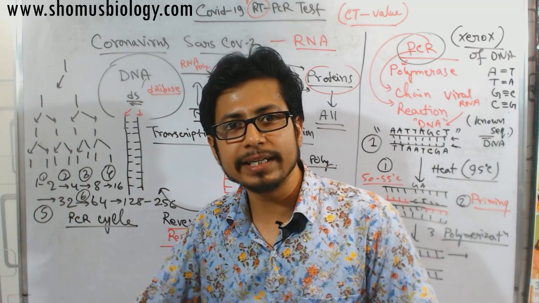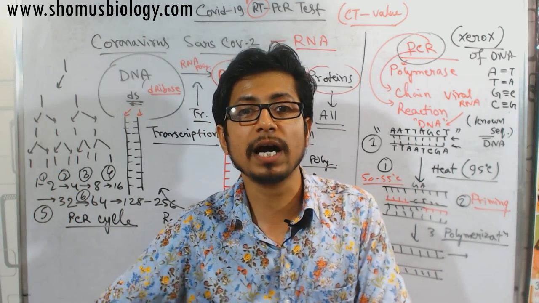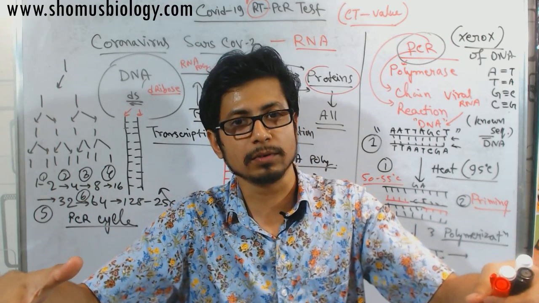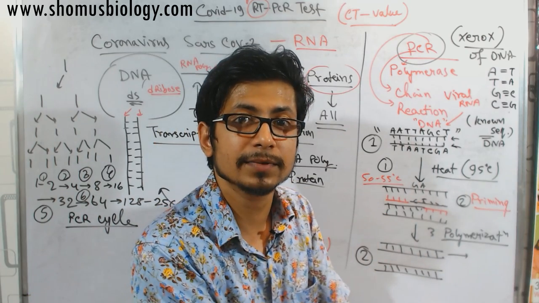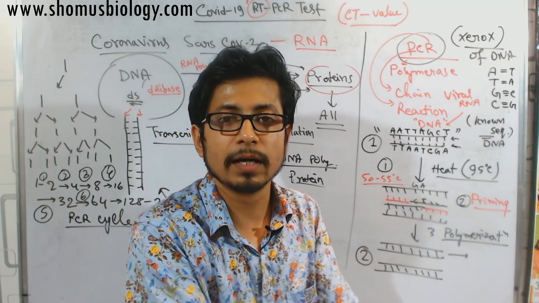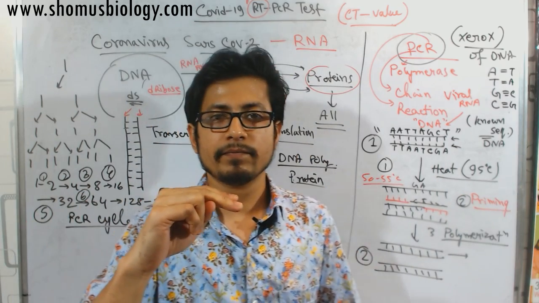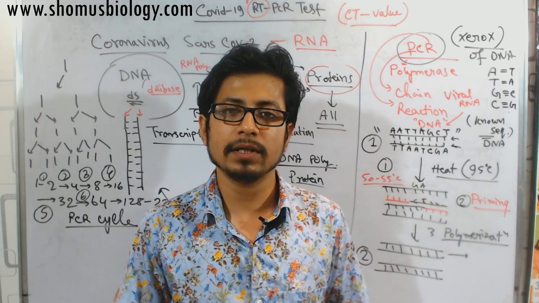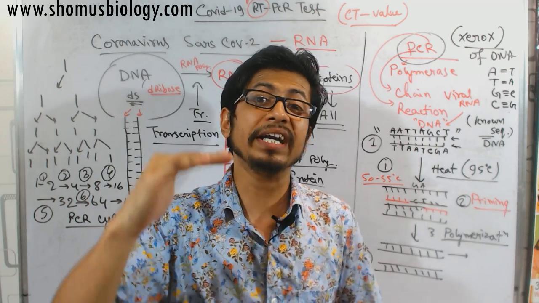Only 20 cycles were needed for Ram to get the same amount of viral load, while Shyam needed 36 PCR cycles to reach it. That means originally in the body of Shyam the concentration of viral load is less, while in case of Ram the viral load was more. So in our case, 35 is set as the cutoff. If the CT value is less than 35, the person is COVID positive. If the CT value is more than 35, the person is COVID negative.